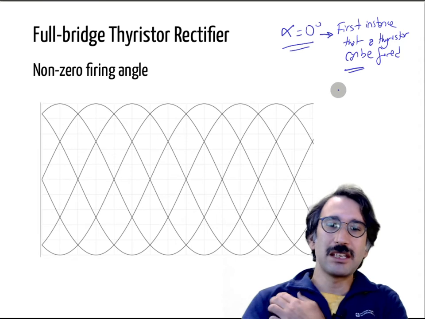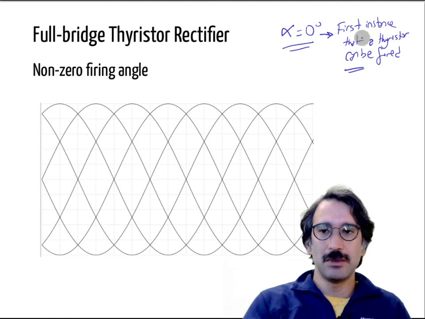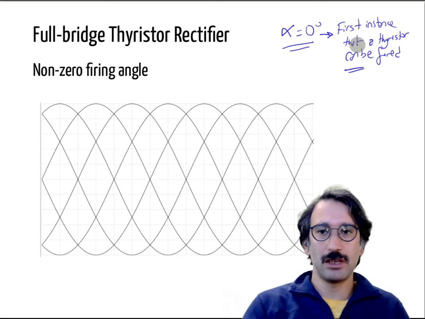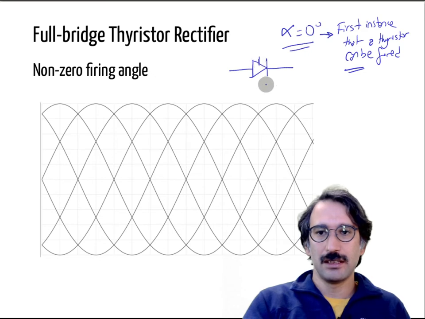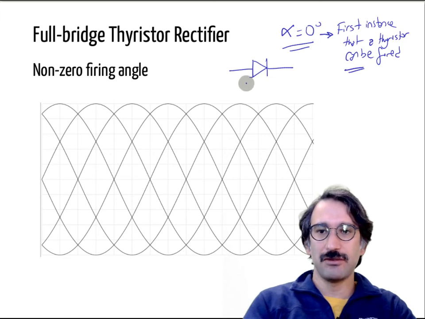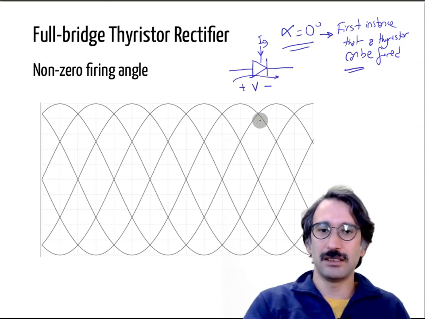Okay, so it can be fired. Of course, you can apply a gate signal whenever you want, but it is the first instance where it is forward biased. Because if a thyristor is reverse biased, even if you apply some gate signal, it will not make a difference. It only makes a difference if it is forward biased and you are applying a gate signal. If you have both these conditions, then it will start conducting.